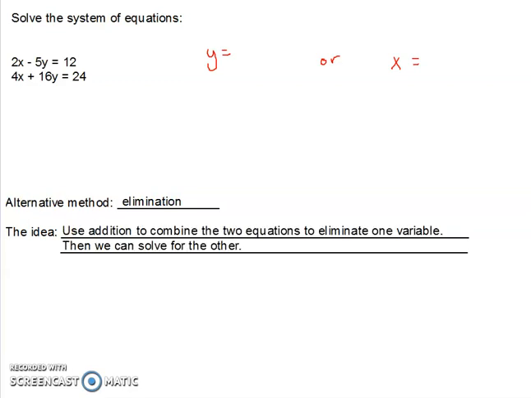The idea in elimination is that we're going to use addition to combine the two equations. So we're going to add these two together, eliminating one of the variables. So maybe all of the x's go away. That way we can solve for the other one.